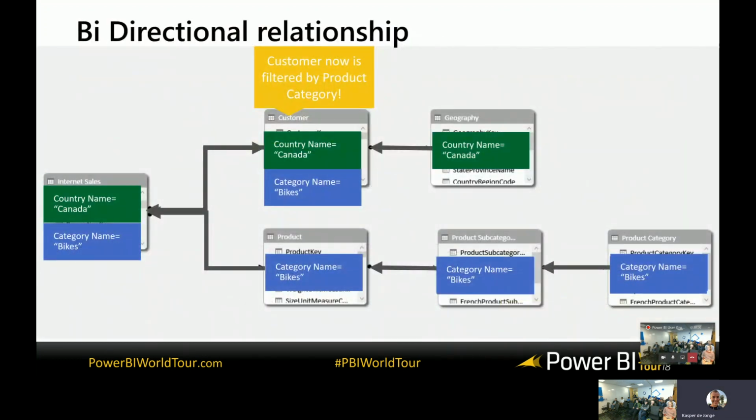But it also means now that your customer table is always being filtered by the sales table. So maybe you want to see customers, a list of all your customers. Well, if you filter it by bikes somewhere in your report canvas, you will only see customers that have bought bikes. Some cases you want it, some cases you don't want it. It costs performance, and it can also lead to confusing behavior.